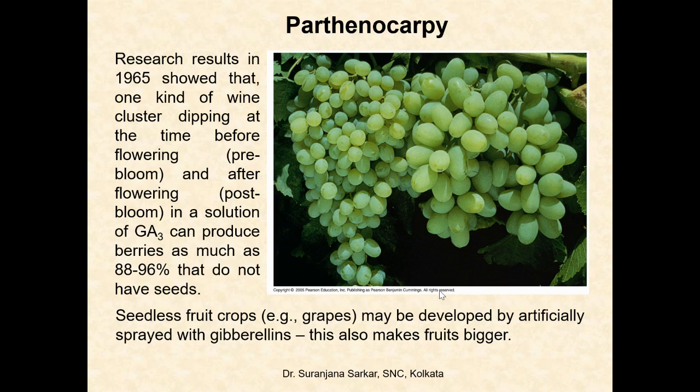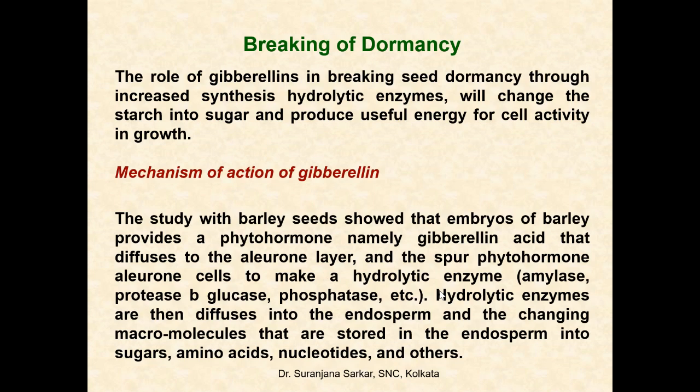Parthenocarpy is another role of gibberellin, which is fruit development without fertilization. Here, the fruits become seedless, and these fruits are larger in size, so they have more market value. It has shown a good effect on berries. The main role of gibberellin is the breaking of seed or bud dormancy. They mainly work on the hydrolytic enzymes which are present in the endosperm.